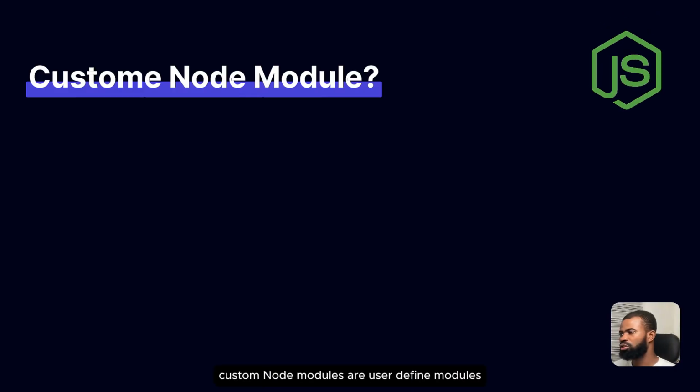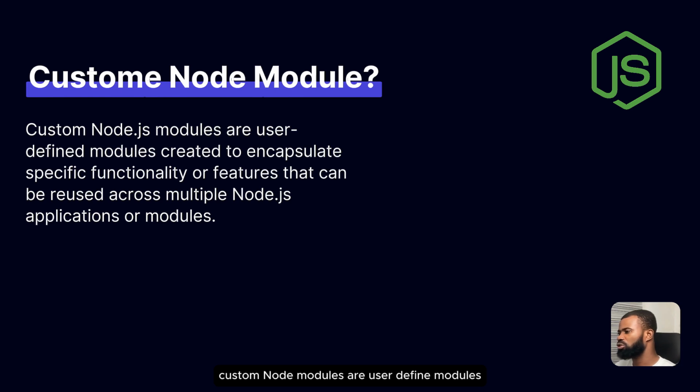So, custom node modules are user-defined modules created to encapsulate specific functionalities or features that can be reused across multiple Node.js applications or even modules itself. These modules help organize code, promote code reusability, and also improve maintainability by encapsulating related functionality into standalone units.